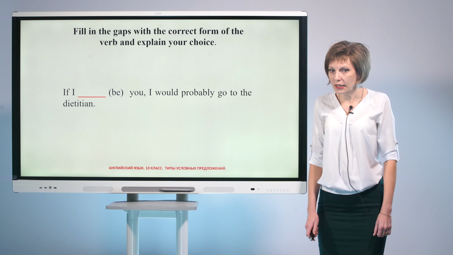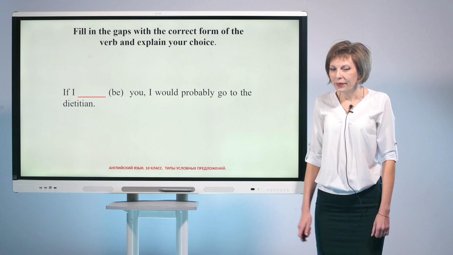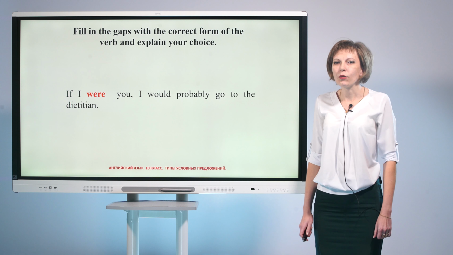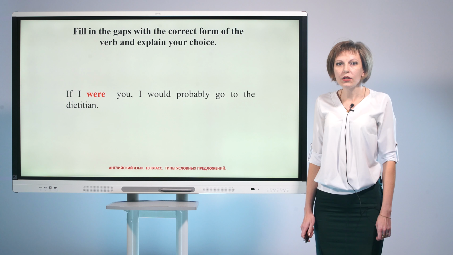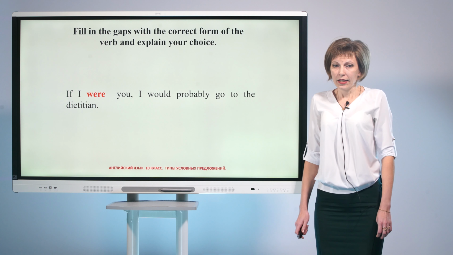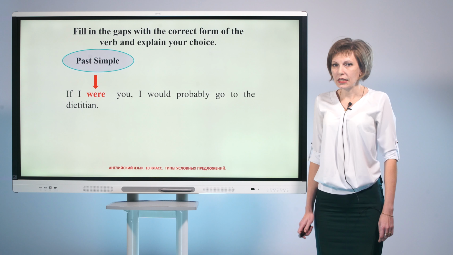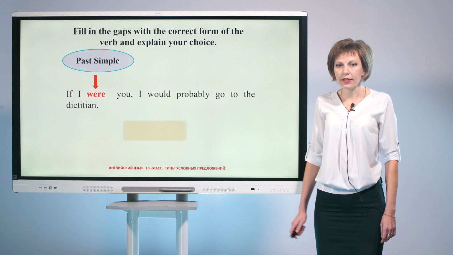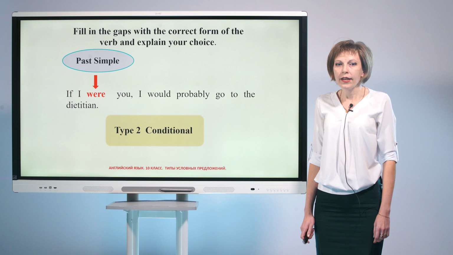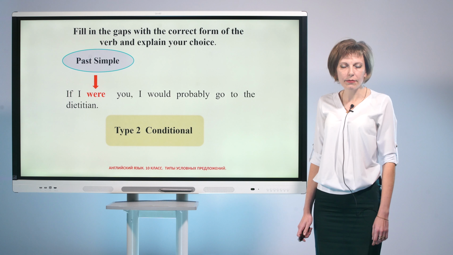And one more sentence for you. Nice! If I were you, I would probably go to the dietitian. Here we've just used past simple in the if clause because this is type 2 conditional, and this sentence expresses some advice.